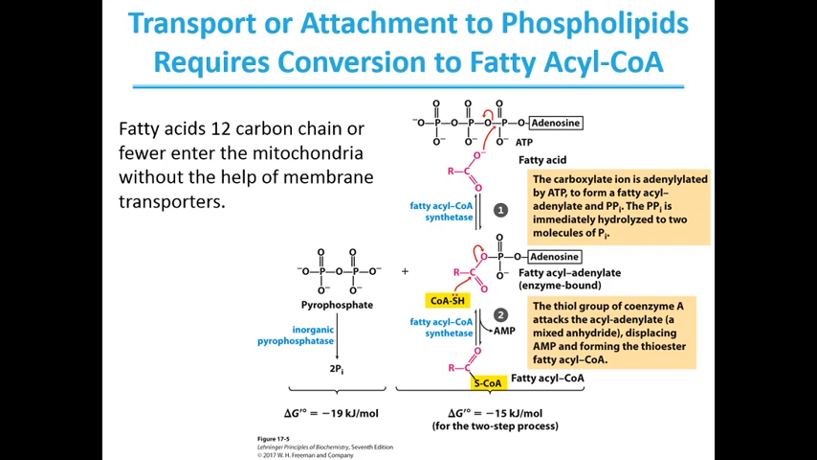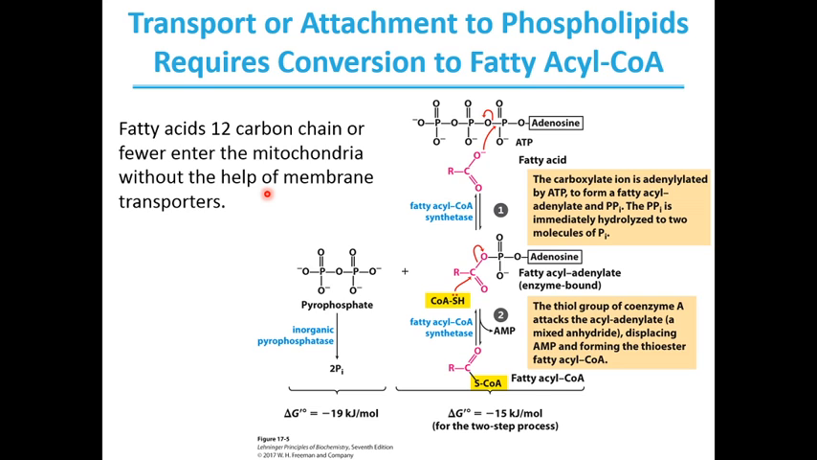Once these fatty acids enter a myocyte, they are activated and transported into the mitochondria. The enzymes of fatty acid oxidation in animal cells are located in the mitochondrial matrix, and hence these fatty acids need to enter mitochondria to undergo beta oxidation. The fatty acids with chain length of 12 or less can enter mitochondria without the help of membrane transporters.